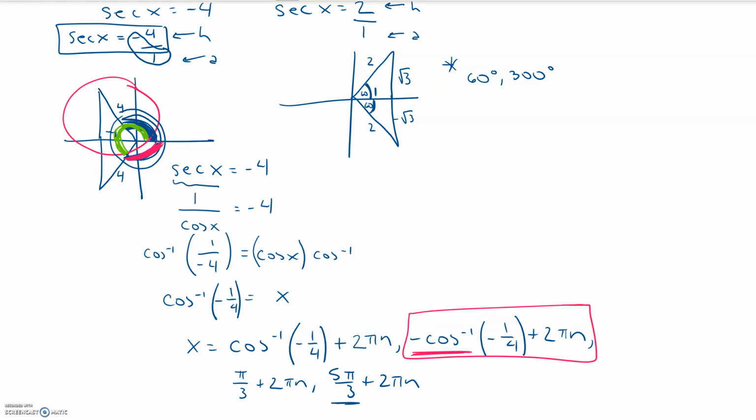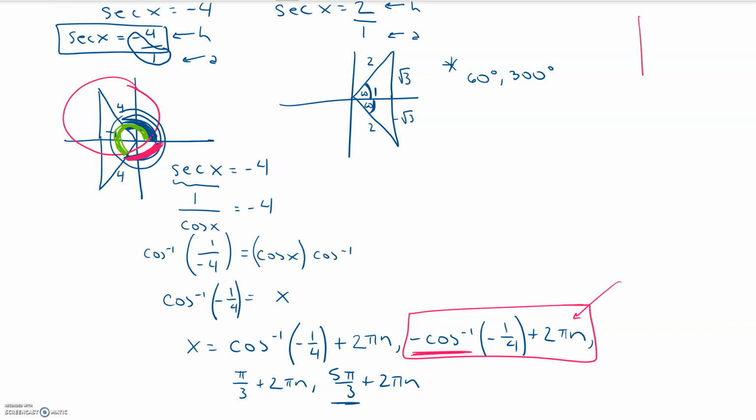Well, first of all, I personally don't care. If you want to give me a negative cosine inverse -1/4 plus 2 pi n, I don't have a problem with that. Keeping things positive is a tradition more than a hard and fast rule. And when we're talking about infinite spins around the circle, it really doesn't matter if we start with a negative angle or a positive angle. But some people do care. And so you might see very different versions of this answer.